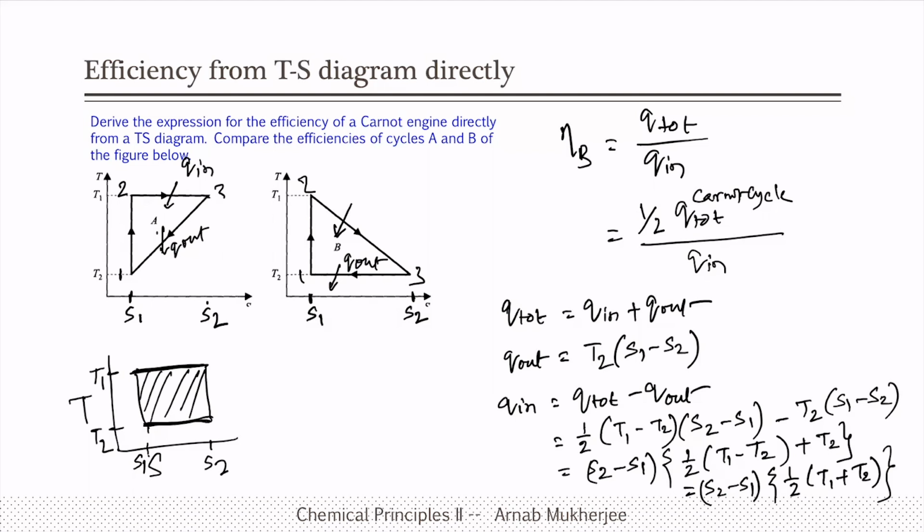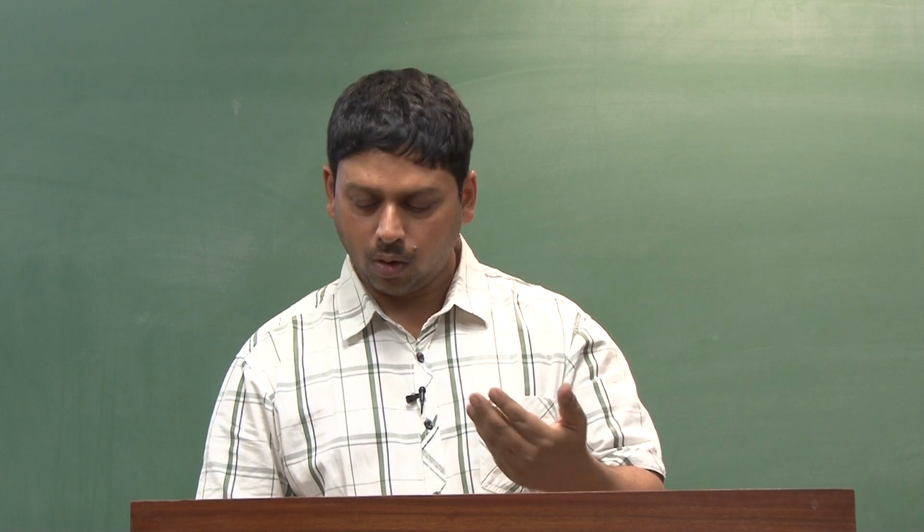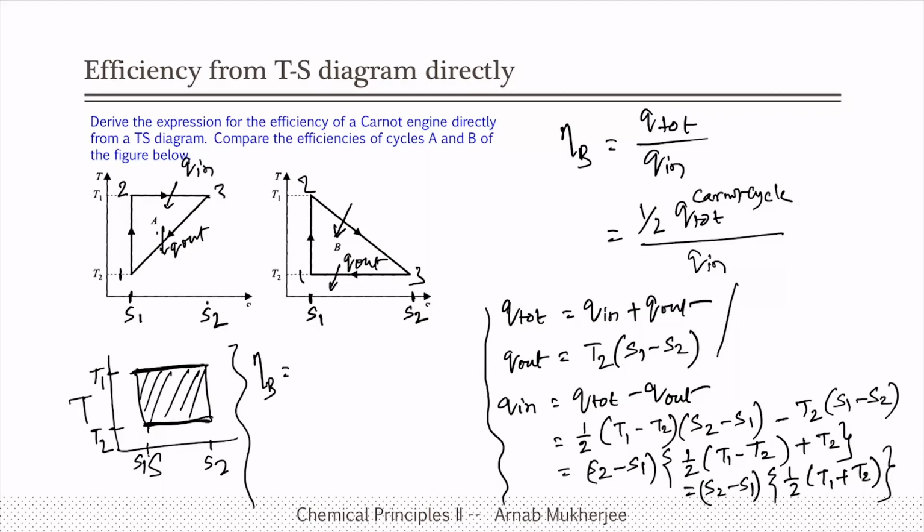So, we got Q in. Now, we have everything available to us. So, let us write it here, we have some space. So, eta of B is Q tot by Q in. Q tot I have not written here, but we can write it many ways. We can write 1 plus Q out by Q in also, but let us write it by Q tot.